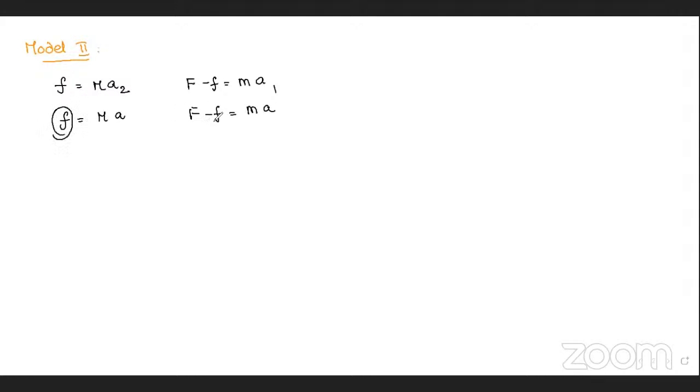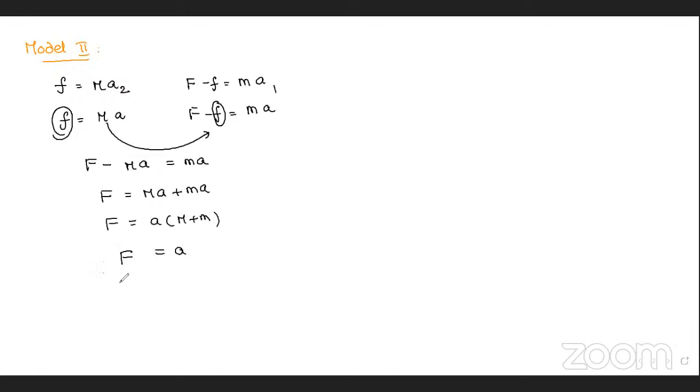So in place of F, shall I substitute here this ma value? So F minus ma, ma is equal to small ma. That implies F is equal to, taking this to the other hand, ma plus small ma. So F is equal to A into M plus m. So common acceleration is equal to F by M plus m.